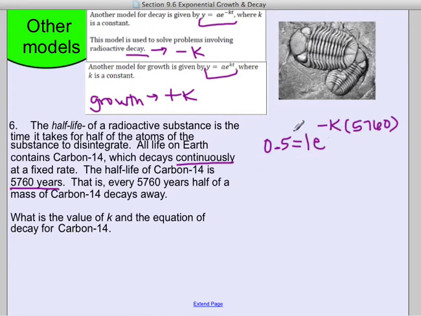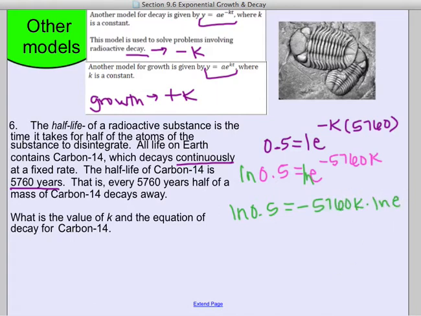First things first, I would divide by 1, but I don't really have to worry about that, so I'm just going to rewrite it. So I really have 0.5 equals e to the negative 5,760k, and typically we'd write the exponent like that. Now, remember, what's the inverse of e? It isn't log, it's natural log. So in this case, I'm going to take natural log on both sides. So I have natural log of 0.5 is equal to natural log of e to the negative 5,760k. Remember, that allows me to bring this down in front.